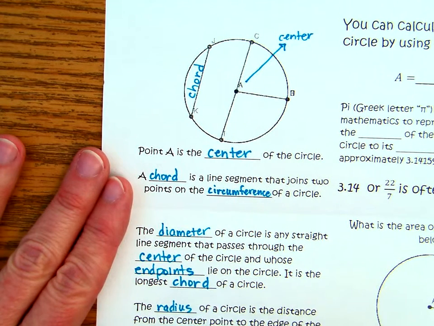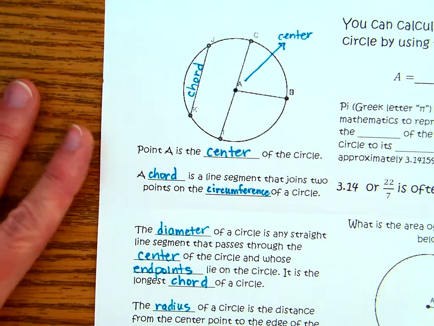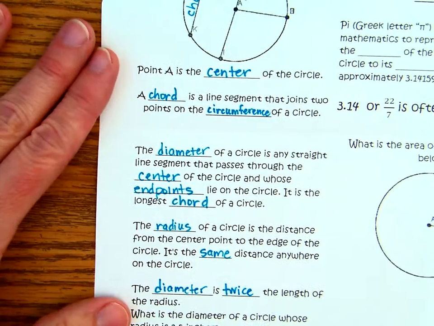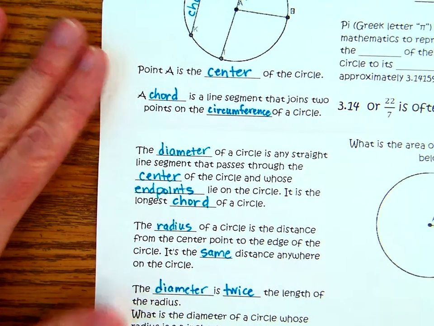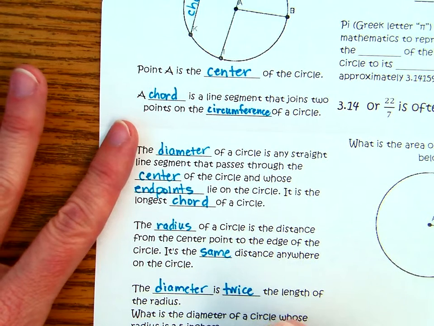And it's important to remember that the diameter is twice the radius. So when you're talking about using diameter to find radius or using radius to find diameter, you need to keep that in mind, that the diameter is 2 times the radius.